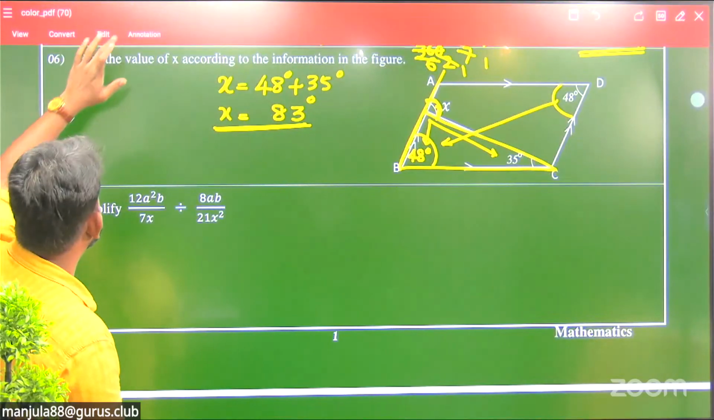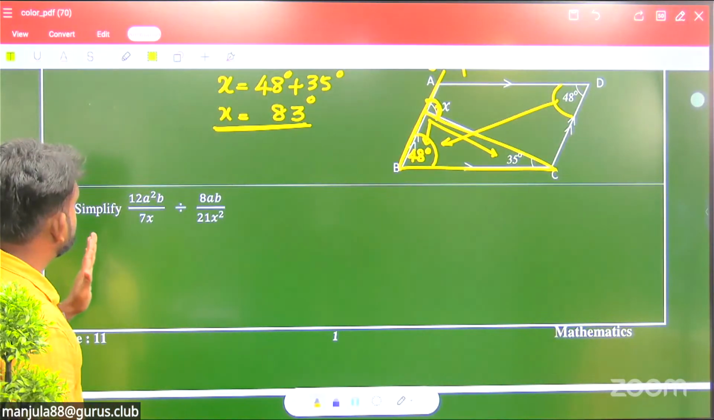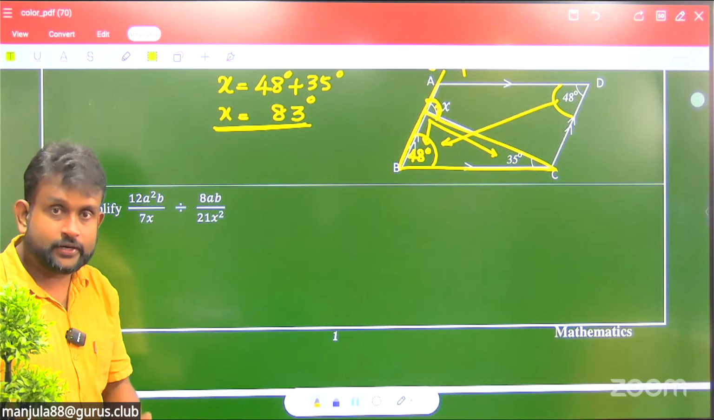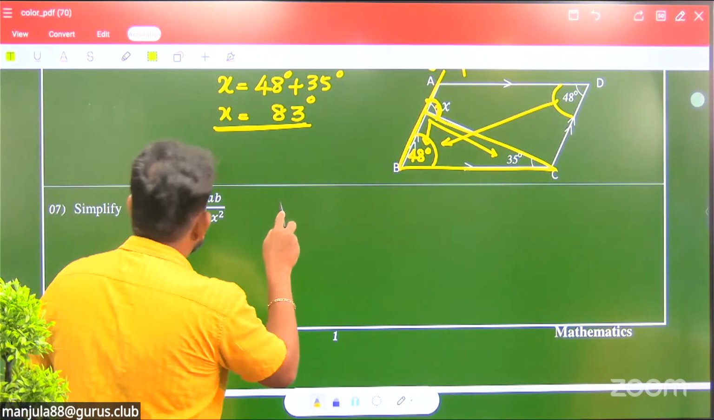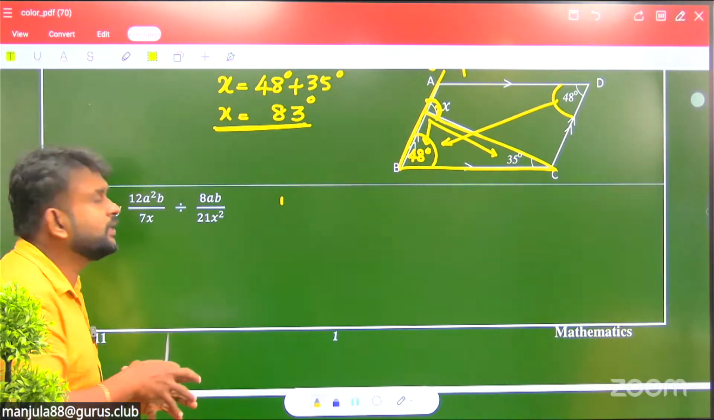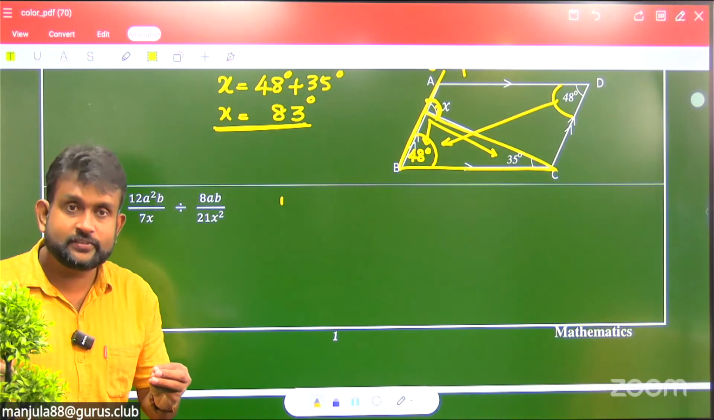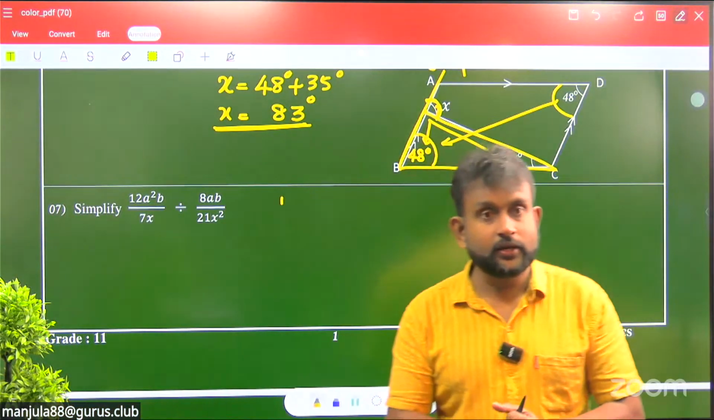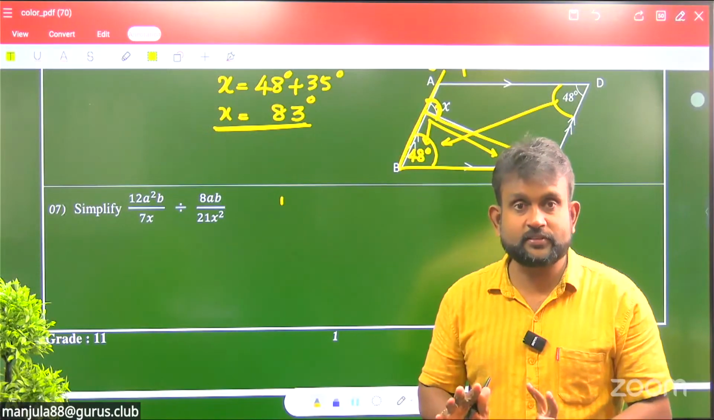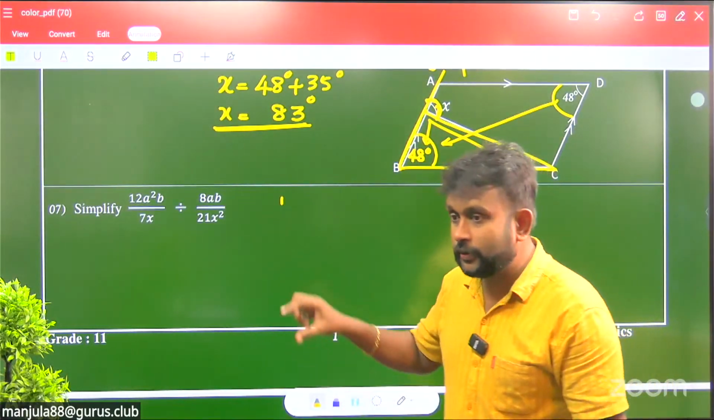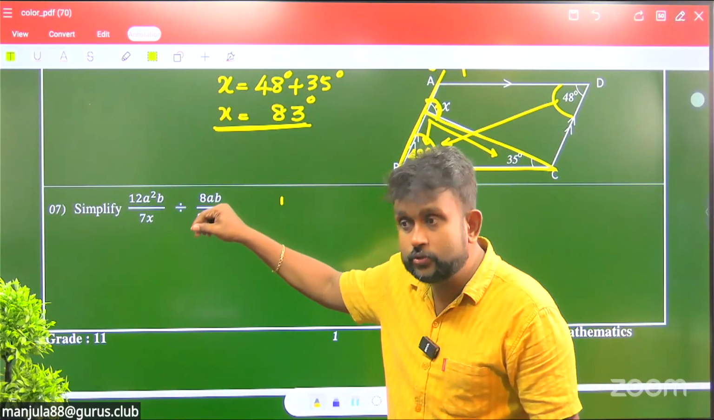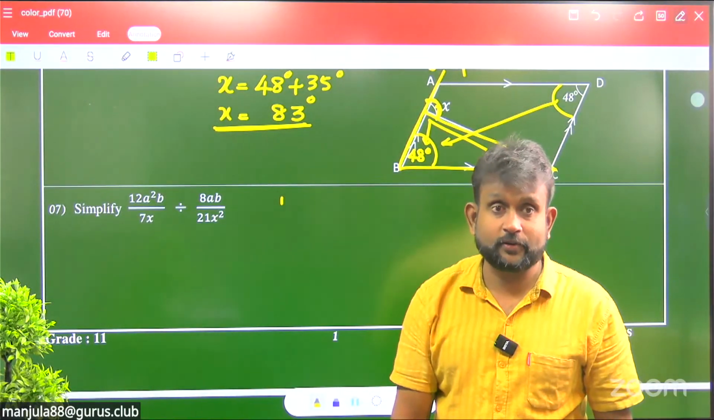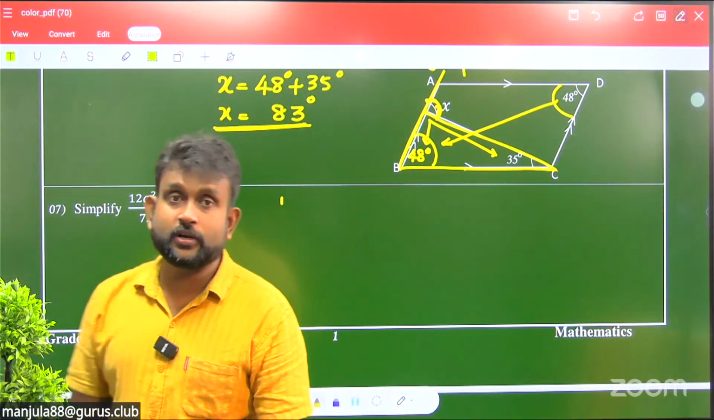Now question number 7. Simplify the algebraic fractions division, under grade 11 second term. Normally the fraction division method is the same, either algebraic or numeric, the process and concept are the same. You write the first fraction as it is, and then you multiply by the reciprocal of the second fraction.